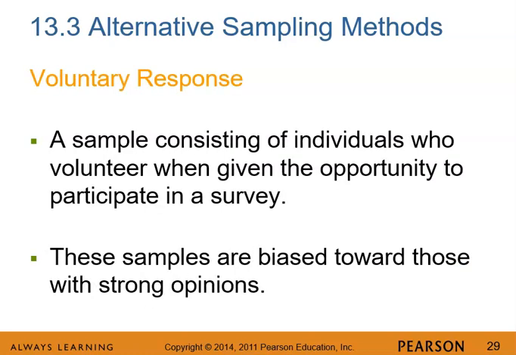We also have voluntary response, a sample consisting of individuals who volunteer when given the opportunity to participate in a survey. That's a voluntary response. These samples are biased toward those with a strong opinion and those who want to actually respond.